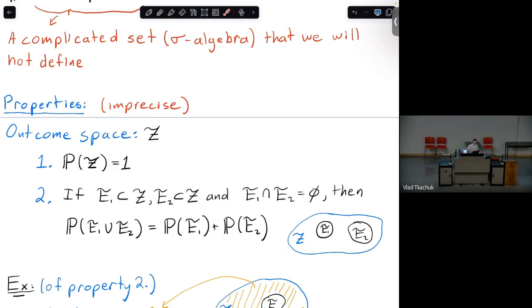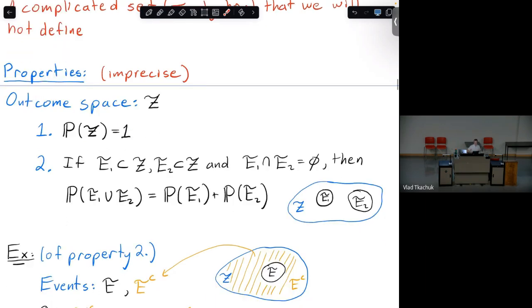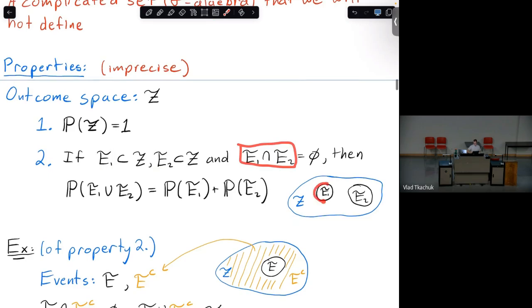Like you ought to get something that's in your outcome space if you're going to do the experiment. The second thing is if you have two events, which are just subsets of the outcome space. Visually, this is the whole outcome space, and you have two events. And they have the special property of being disjoint. This word disjoint just means that their intersection is empty. As you can see in the picture, they don't share any outcomes between each other.